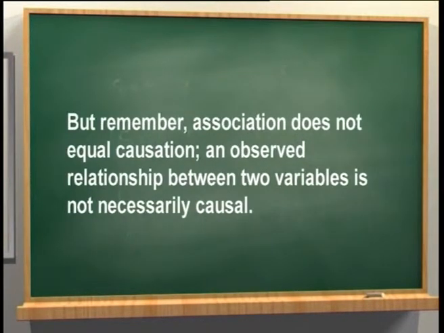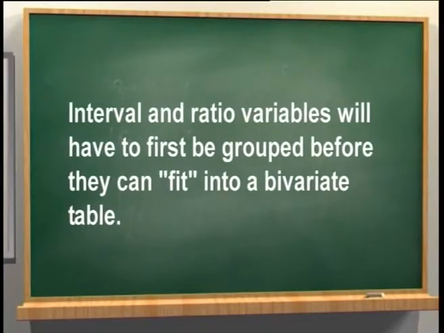But remember, association does not equal causation. An observed relationship between two variables is not necessarily causal. So, one can see that crosstabs are structurally more suitable for analyzing relationships between nominal and ordinal variables. Interval and ratio variables will have to first be grouped before they can fit into a bivariate table.